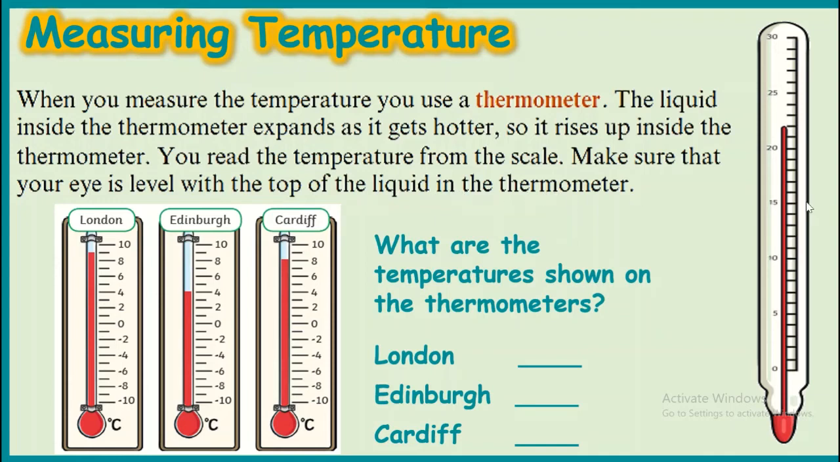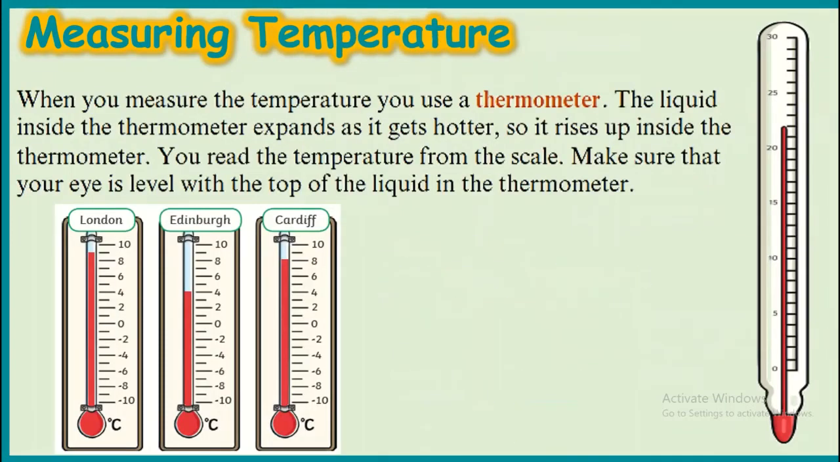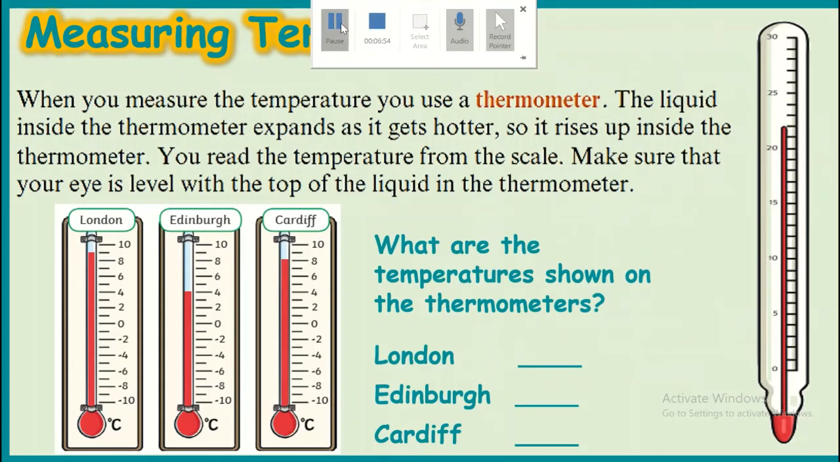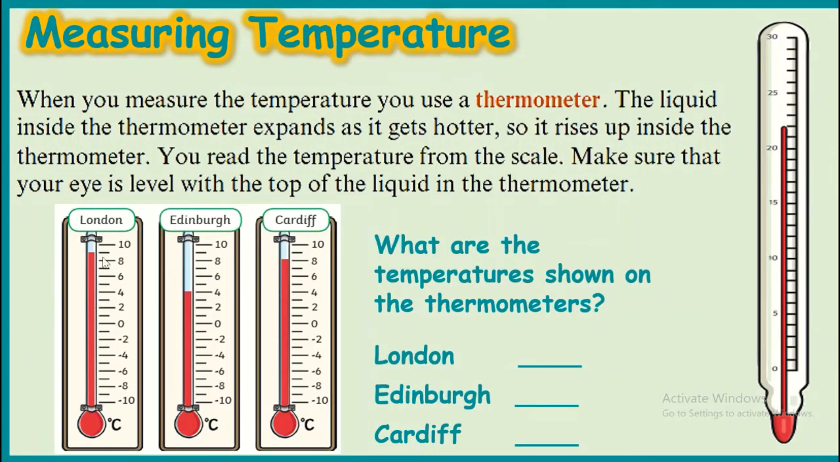Now you can see 3 diagrams. Okay, the temperature of London, Edinburgh and Cardiff. So you have to measure the temperature in degrees Celsius. So what is it for London? You can see here. Let's check it. So your eye should be here. So what does it make? 9 degrees Celsius. And what is the temperature here? 4 degrees Celsius. What is the temperature here? 8 degrees Celsius.